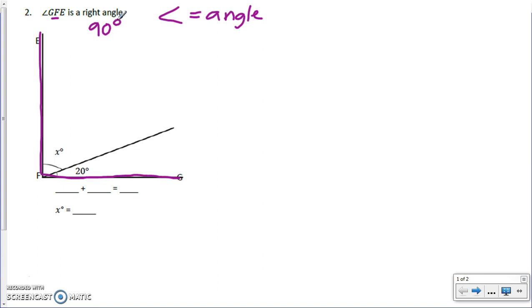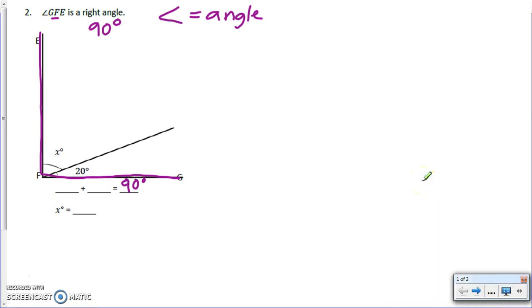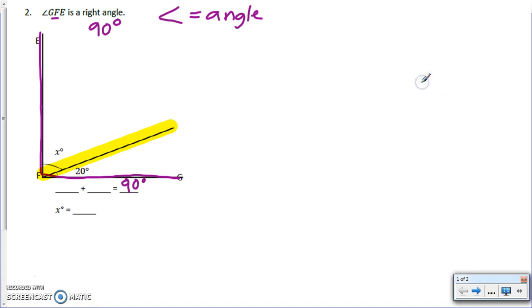I'm going to come down here where my equation is. I'm going to fill in 90 degrees just to start. You'll see why in the end why this makes sense. So we have 90 degrees. If we look, I'm going to highlight it actually. If we look, that right angle has actually been split up into two angles now. One of these angles, luckily, we've already been told, which is 20 degrees.